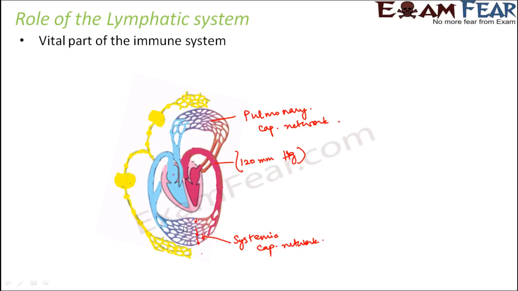This leaking can happen through the spaces between the walls of the capillaries, or the water can even come out by passing through the wall of the capillaries, because water can pass through by osmosis or diffusion, whatever you call it. So water and some small proteins will leak out and come into the spaces between the tissues, the tissue spaces or interstitial spaces. Now the question is, what happens to this leaked out fluid?